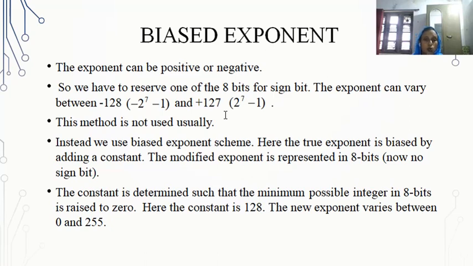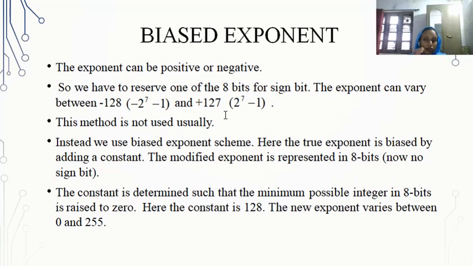Okay, so in this method, the leftmost bit of the 8-bit exponent is used to represent the sign bit of the exponent. So the positive and negative exponents and their processing becomes a tedious process. So instead of using these true exponents, we use biased exponents.